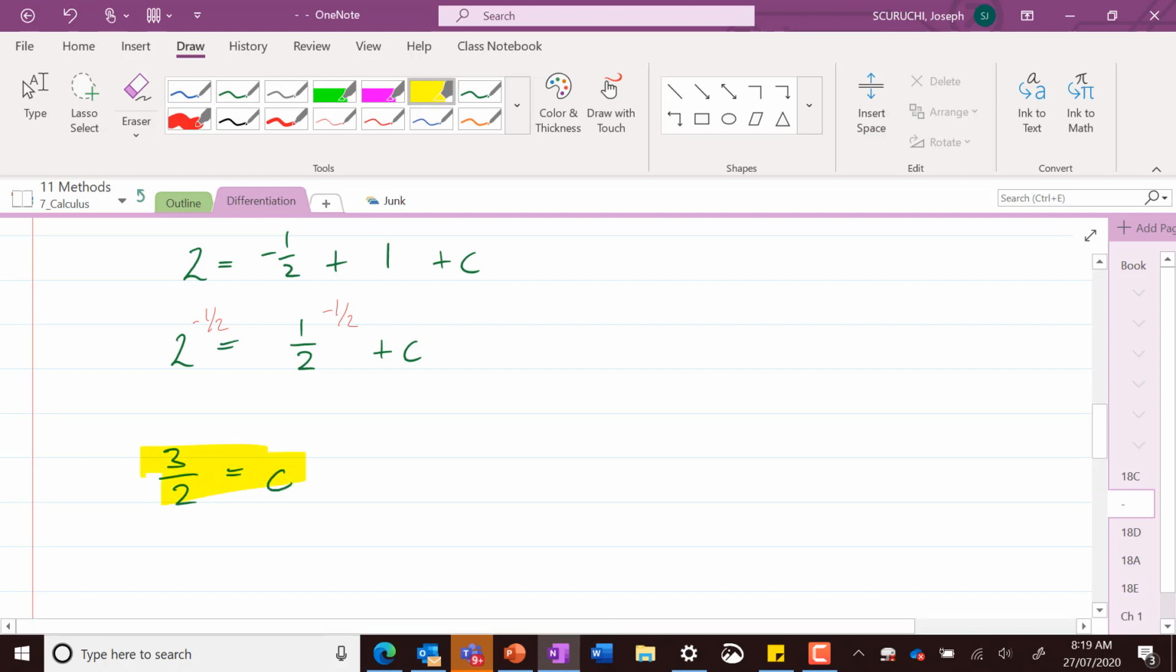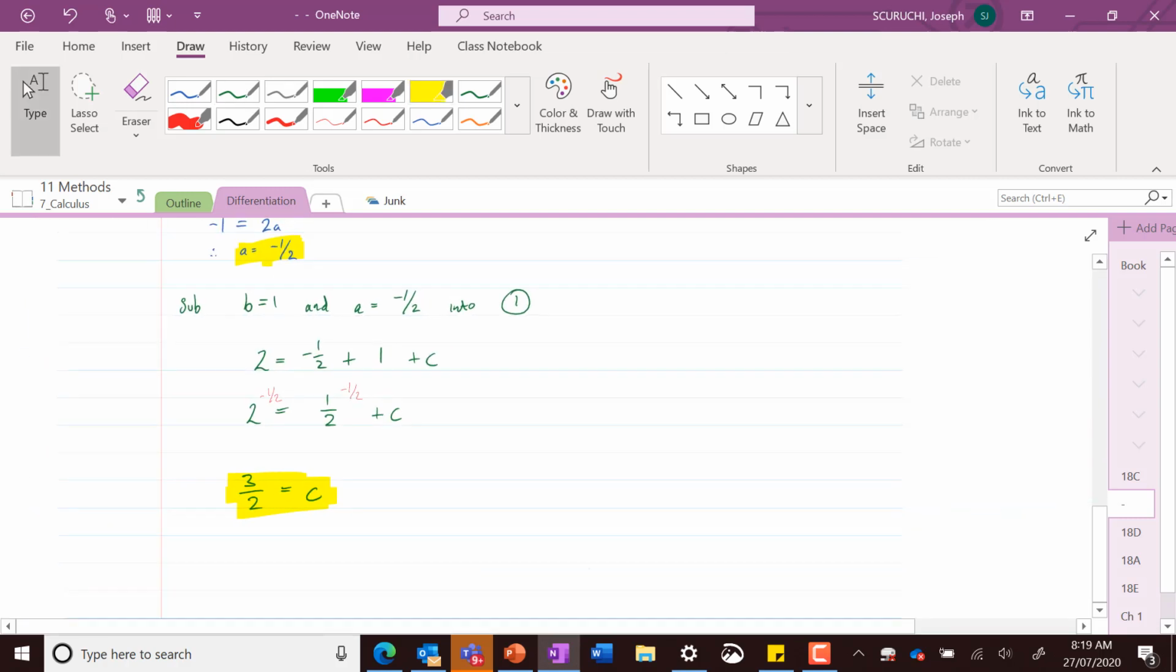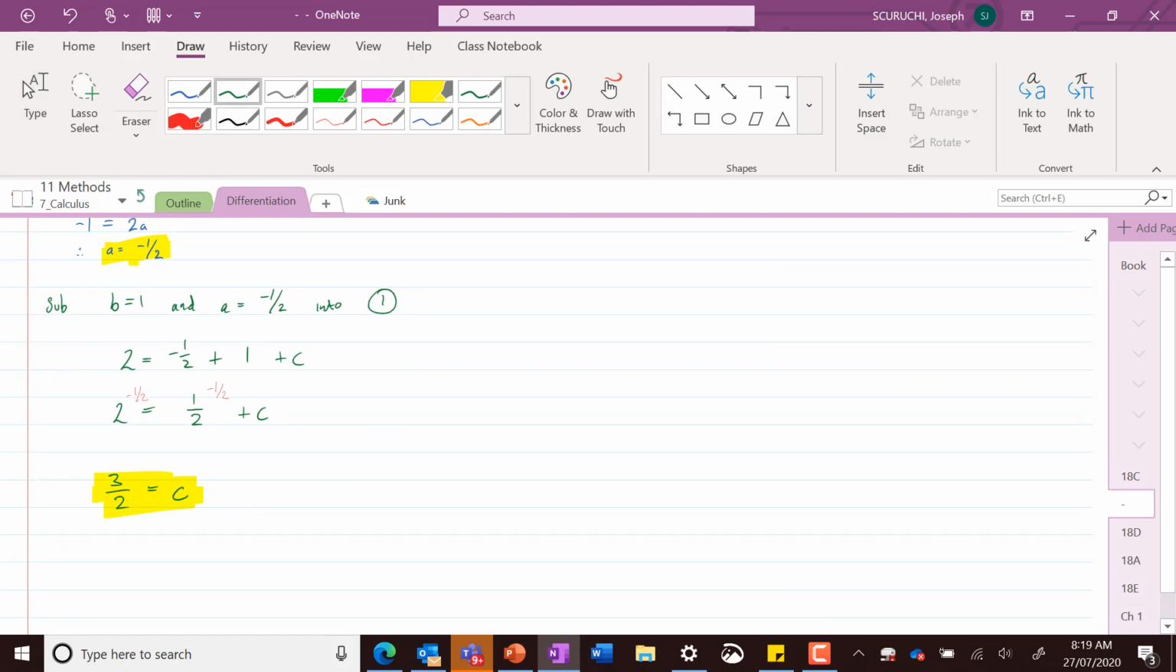Let me highlight that. They're my 3 answers. If you're in a test, please write down your 3 answers somewhere, which makes sense. So go like therefore my answer is going to be a is equal to negative a half, b is equal to 1, and c is equal to 3 over 2. Let me just check the back of the book. a is negative a half, good. b is 1, and c is 1 and 1 half. Well, that's the same as 3 over 2.